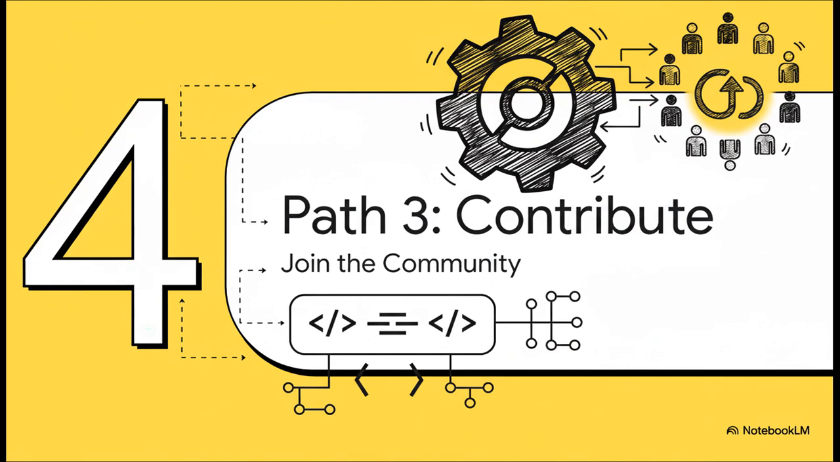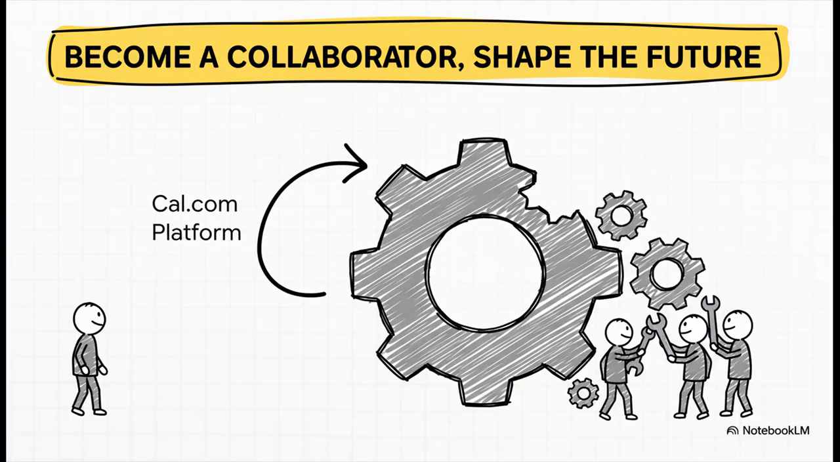And that leads us to our third and final path. And this is the one that really gets to the heart and soul of open source. This path is for people who don't just want to use the software, they want to help build it. Because Cal.com is open source, its code is out there for everyone to see. And that means you can go from being just a user or an integrator to being a collaborator. You can actually help shape what this platform becomes by contributing your own code.